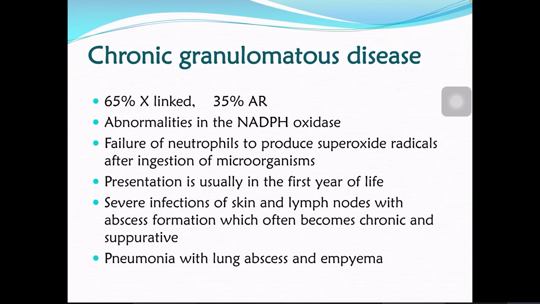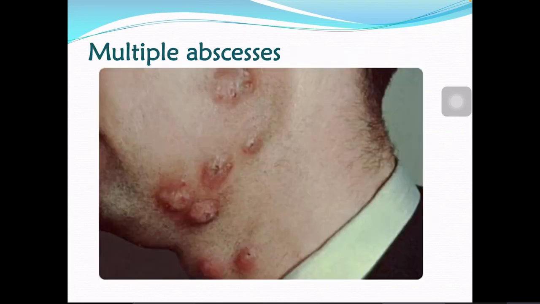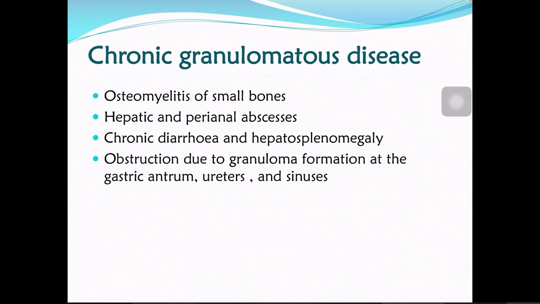They can also develop pneumonias with lung abscesses and empyema. That's to show you multiple abscesses. Patients with chronic granulomatous disease can also have osteomyelitis involving the small bones, and they can have hepatic and perianal abscesses. They can also get chronic diarrhea, and because of the granuloma formation, that could lead to obstruction involving the gastric antrum, ureters, and sinuses rarely.